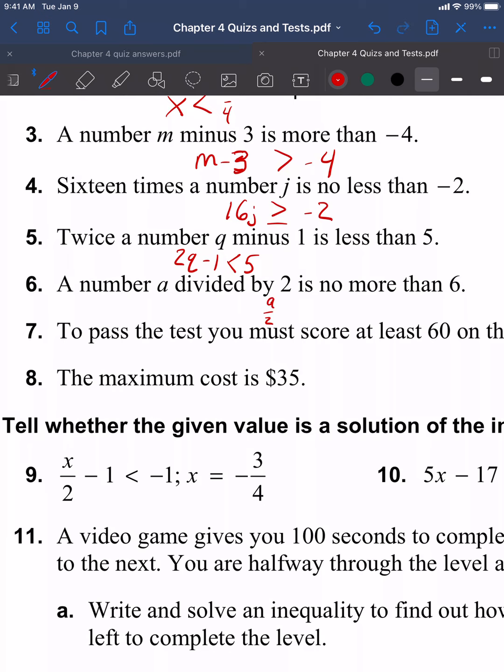Less than or equal to 6. So could it be 6? Sure. But it cannot be anything bigger than 6. 6 can be the biggest it can be, right?